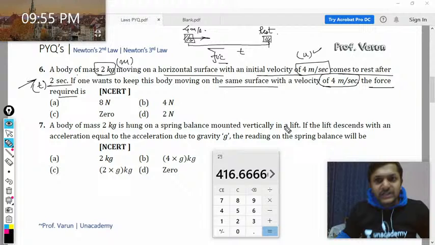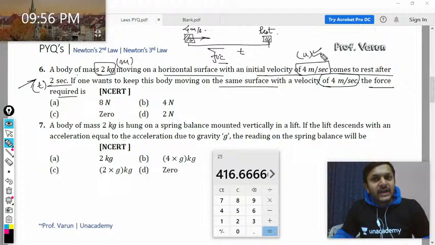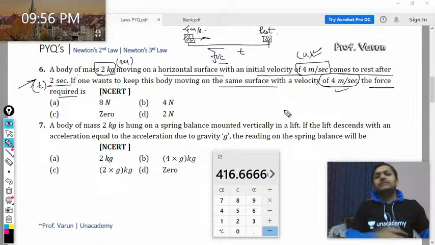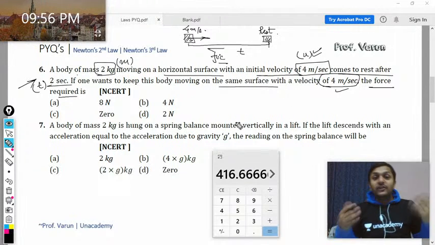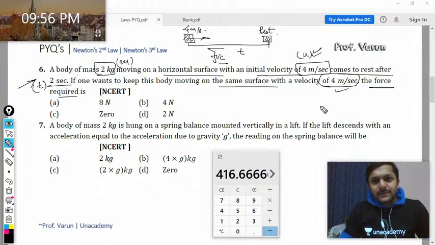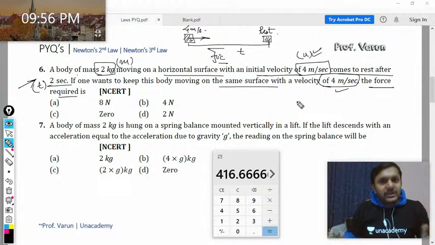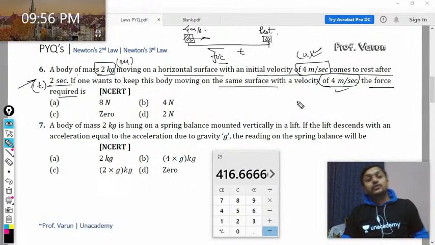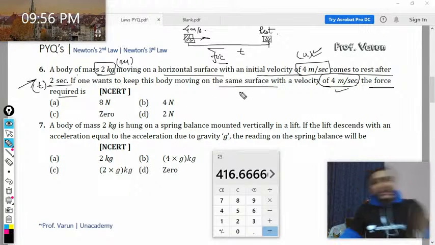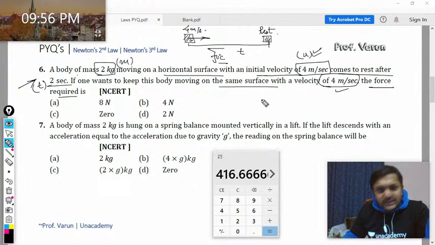Now the question is that if it was moving at a velocity of 4 and we want it to keep moving at the velocity of 4 meter per second itself, what should be the force which we should apply? So obviously we will say that the net force should be equal to 0 if the body is supposed to move at constant velocity. So we have to find the friction force. So let us see it.